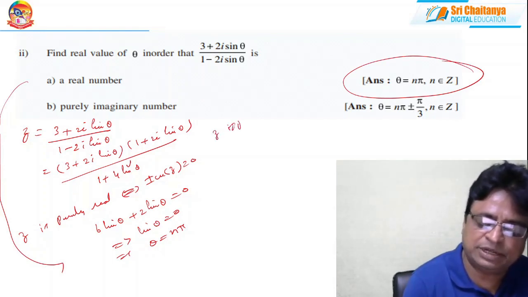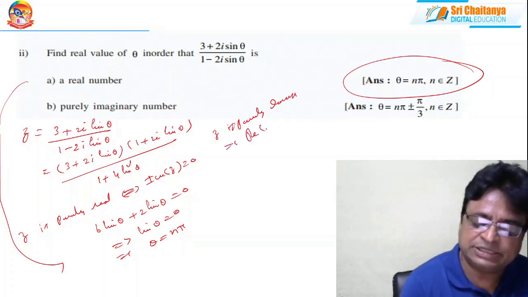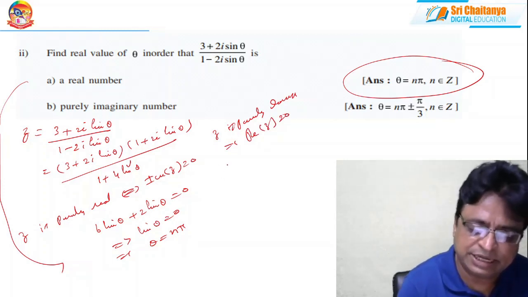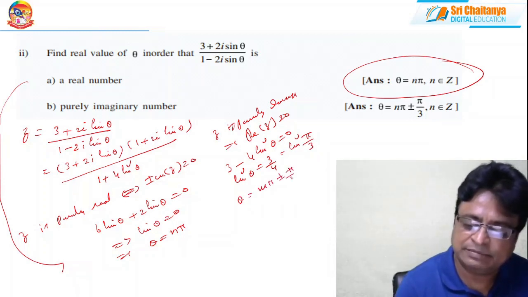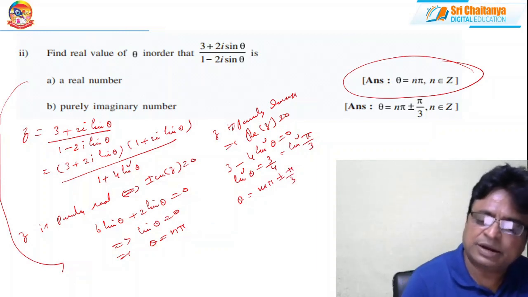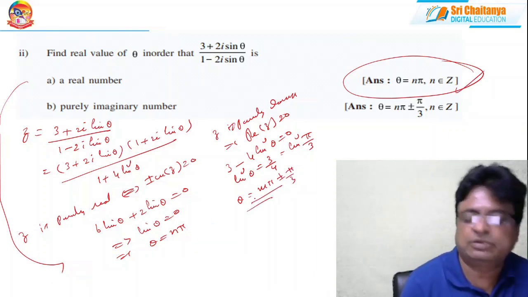And z is purely imaginary. Imaginary implies real part of z is equal to 0. What is real z? Real z is 3 minus 4 sin square theta equal to 0. So sin square theta is equal to 3 by 4, which is sin square pi by 3. So theta is equal to m pi plus or minus pi by 3. Because here already I have used n, that's why I am using m here, not necessary.